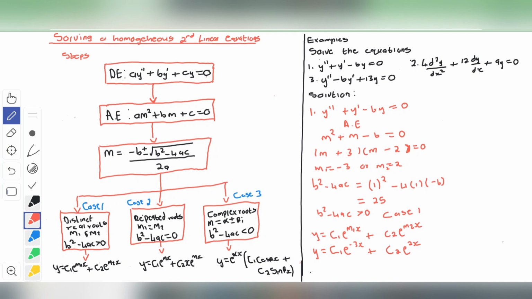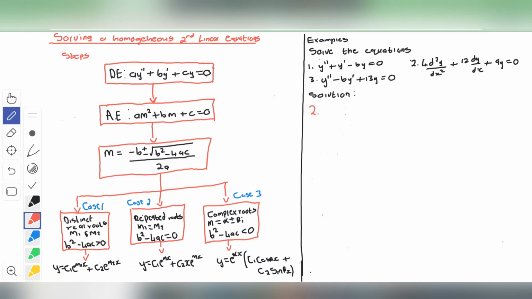This is how we solve it. You saw that, guys. After finding these values of m, we write b squared minus 4ac and check which value we got. If the value was negative, obviously it falls under case 3. Let's do case 2 now. I'm going to erase here so that we can do case 2.